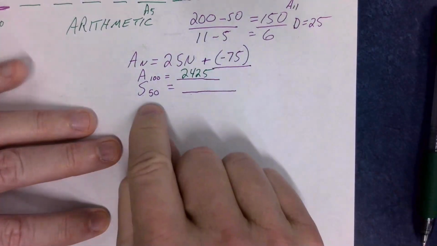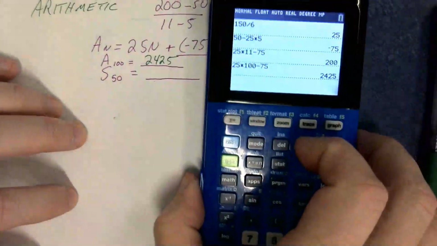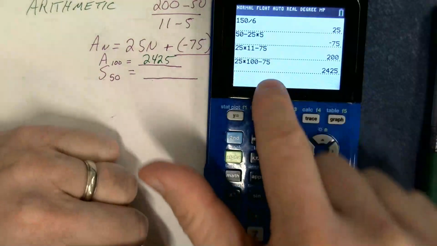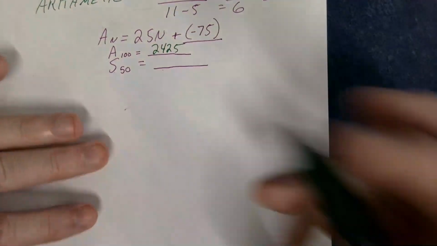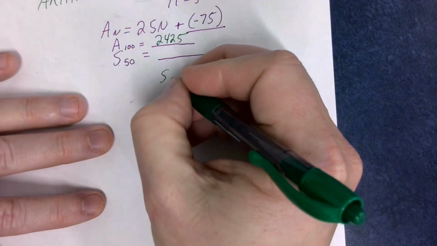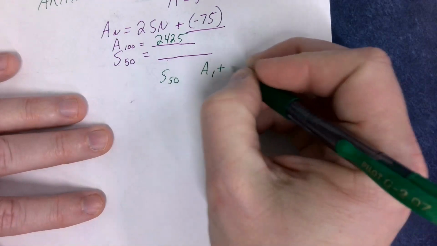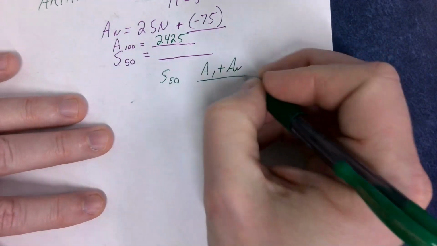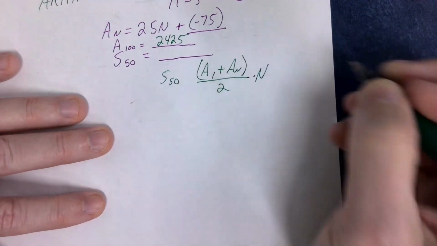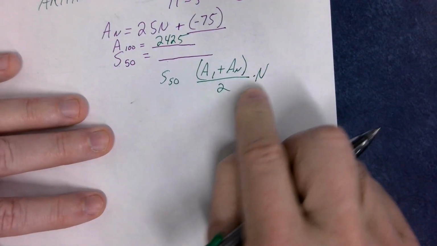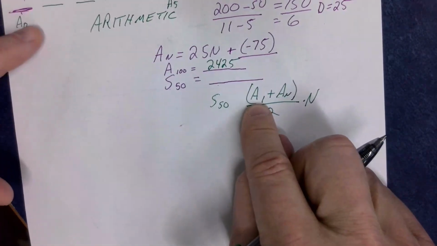If I wanted to know S sub 50, I'd have to do it this way. And again, for those of you who know, since this is arithmetic, you could do S sub 50 as A1 plus An over 2 times n. That adds them all up. That's a formula for it, but I'd have to know the first term, which is this one right here.